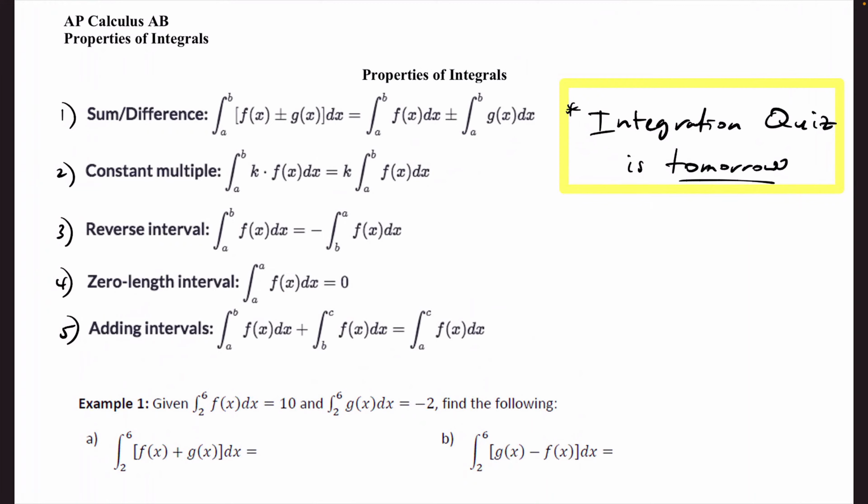Number 5 is the same function, right? So if we have A, B, and C, and I have a function, let's just say the function goes like that. If I find the area under the curve from A to B, that's that part. And then if I find the area under the curve from B to C, that's that part. That is also the area of A to C overall.